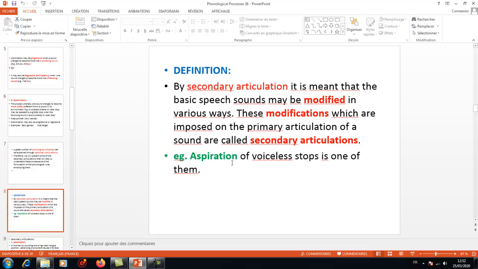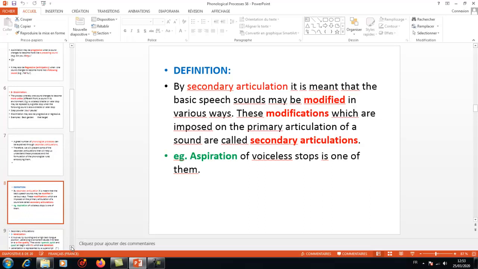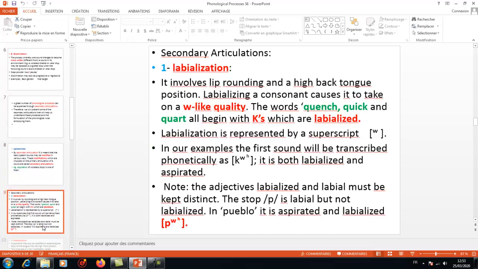For example, aspiration. Aspiration of voiceless stops is one of them. Of course, we know that the sounds of English which get aspirated are the voiceless stops. We have got p, t, k, especially when they are initial, that is at the beginning of words. So, in fact, here, aspiration is something which accompanies the pronunciation of p, which is a stop. So the stop is not just a pure stop, it's an aspirated stop. So aspiration is another kind of secondary articulation.